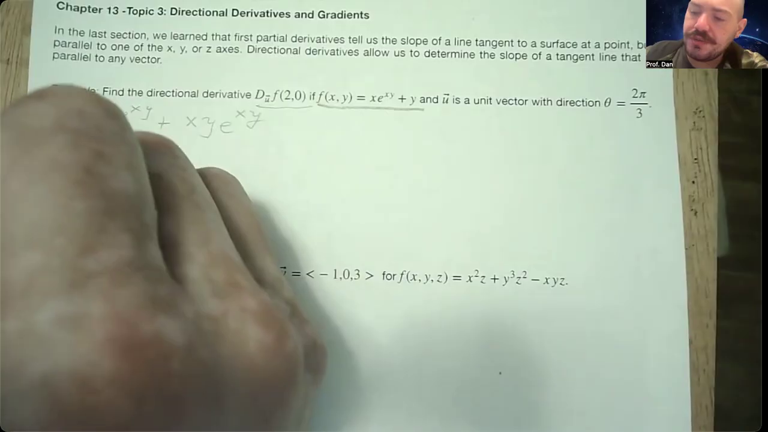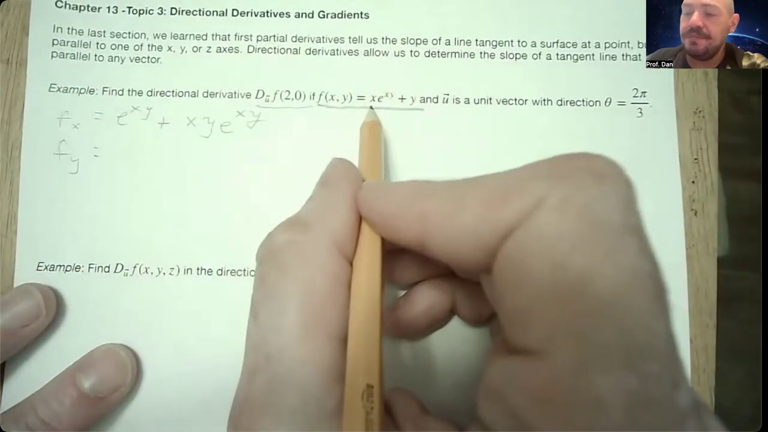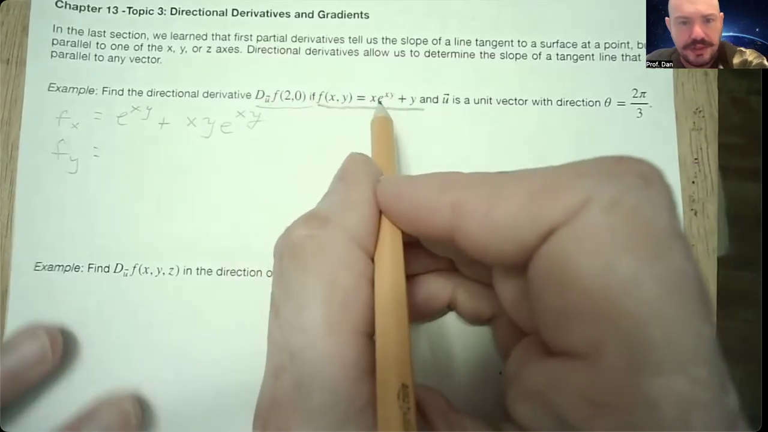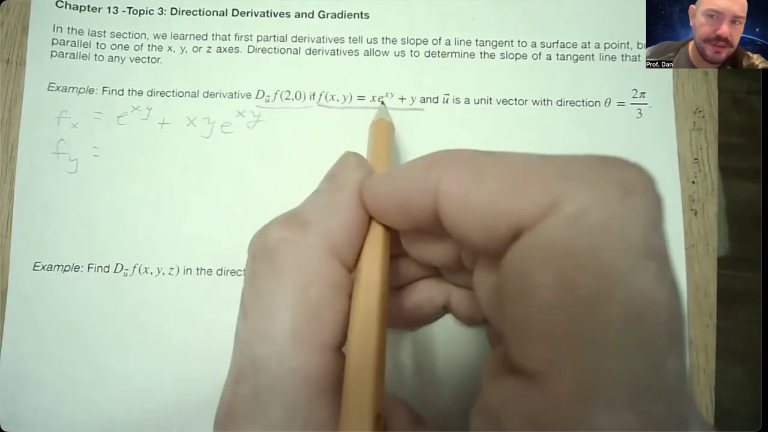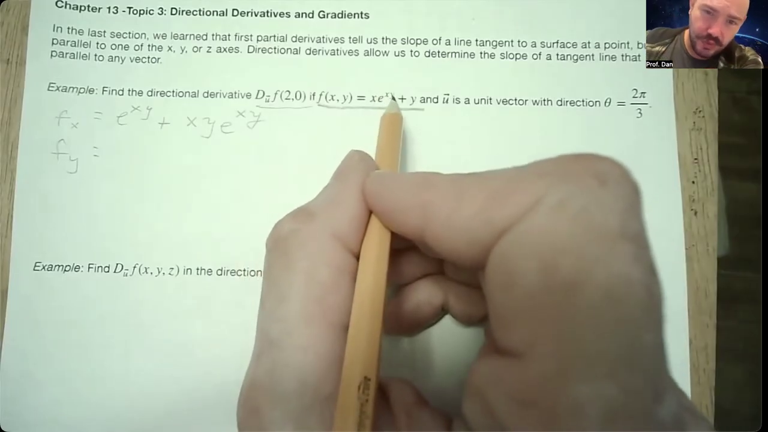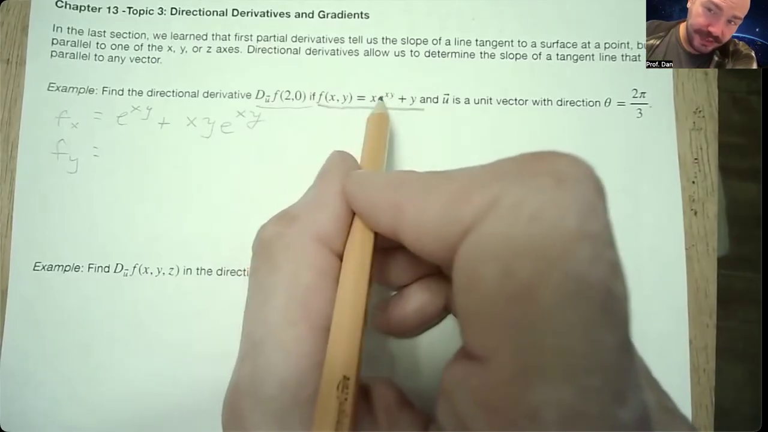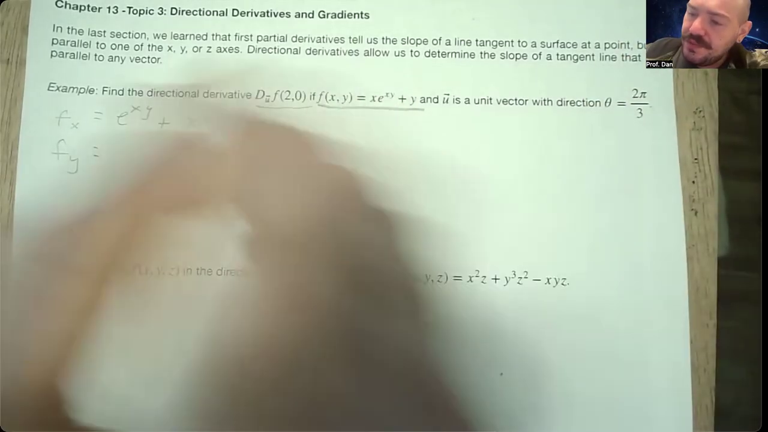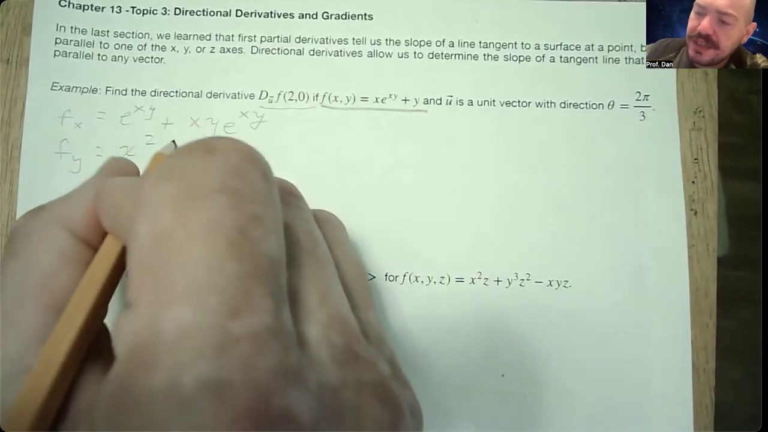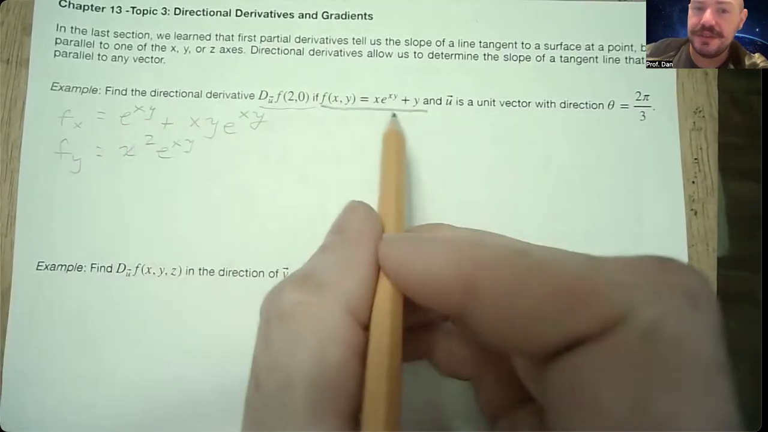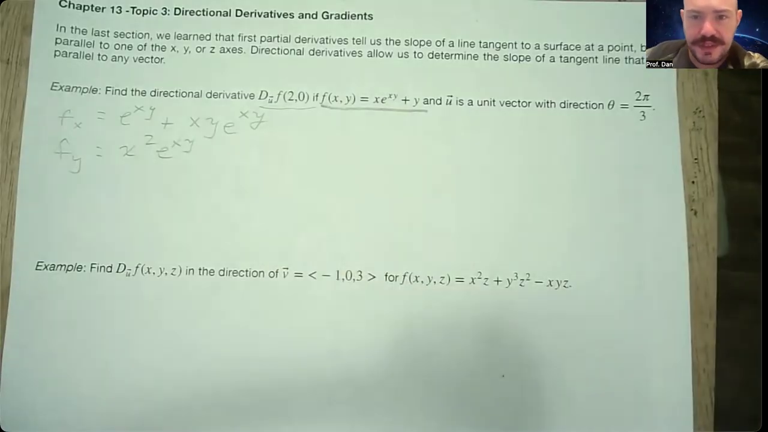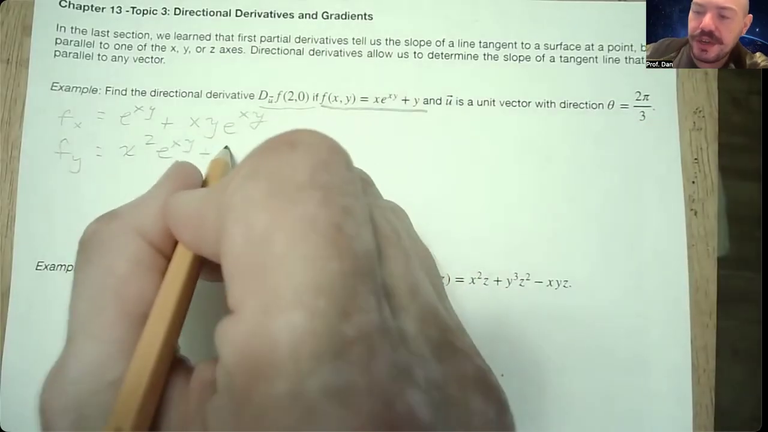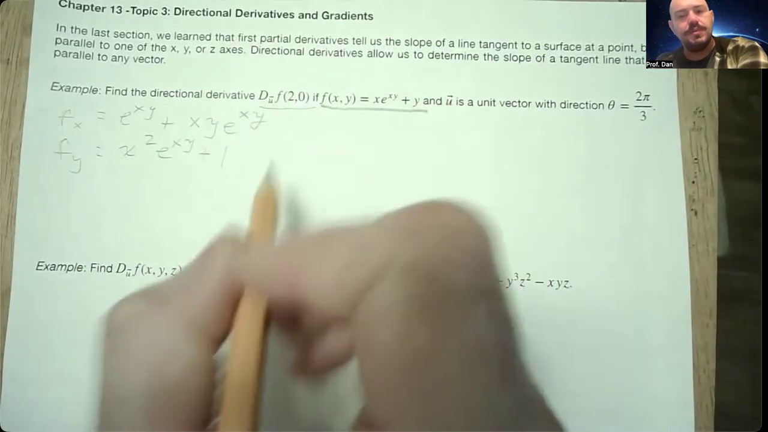Now to find the partial for y, again, x is a constant. y is now a variable. So the derivative of this first term will not require the product rule, because only one of the factors involves the actual variable. The derivative for this would be x squared e to the xy. Remember, I'm just multiplying by the derivative of that exponent. And then for y, the derivative of y with respect to y is 1. So now we have our partial derivatives.